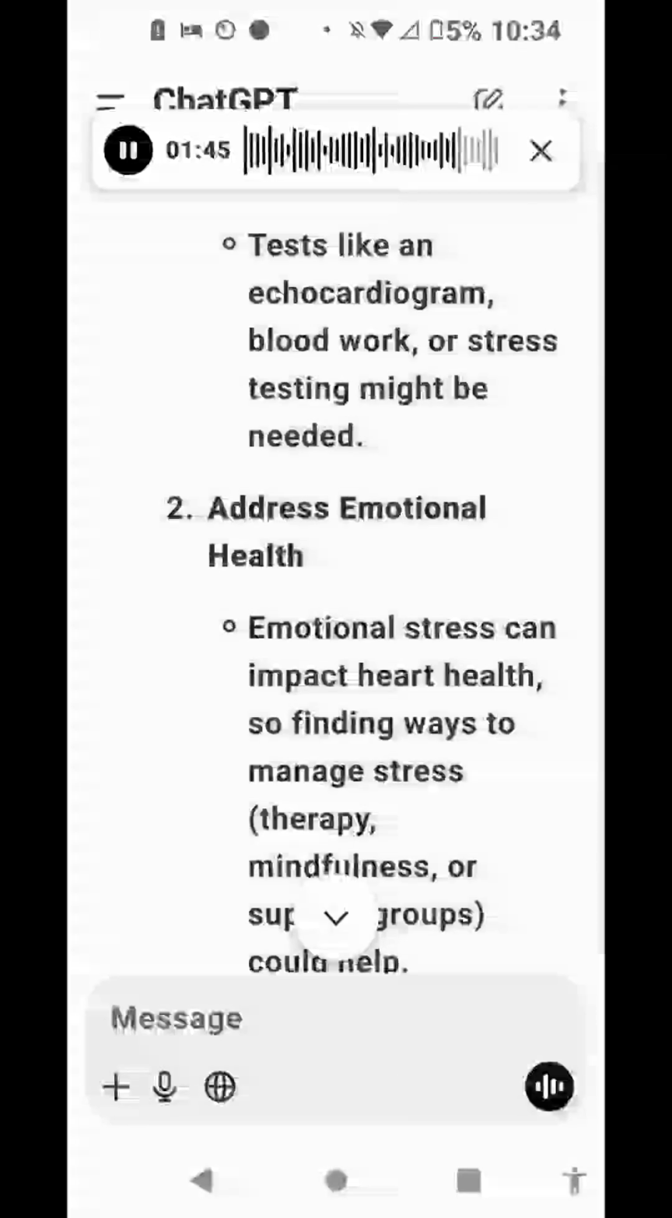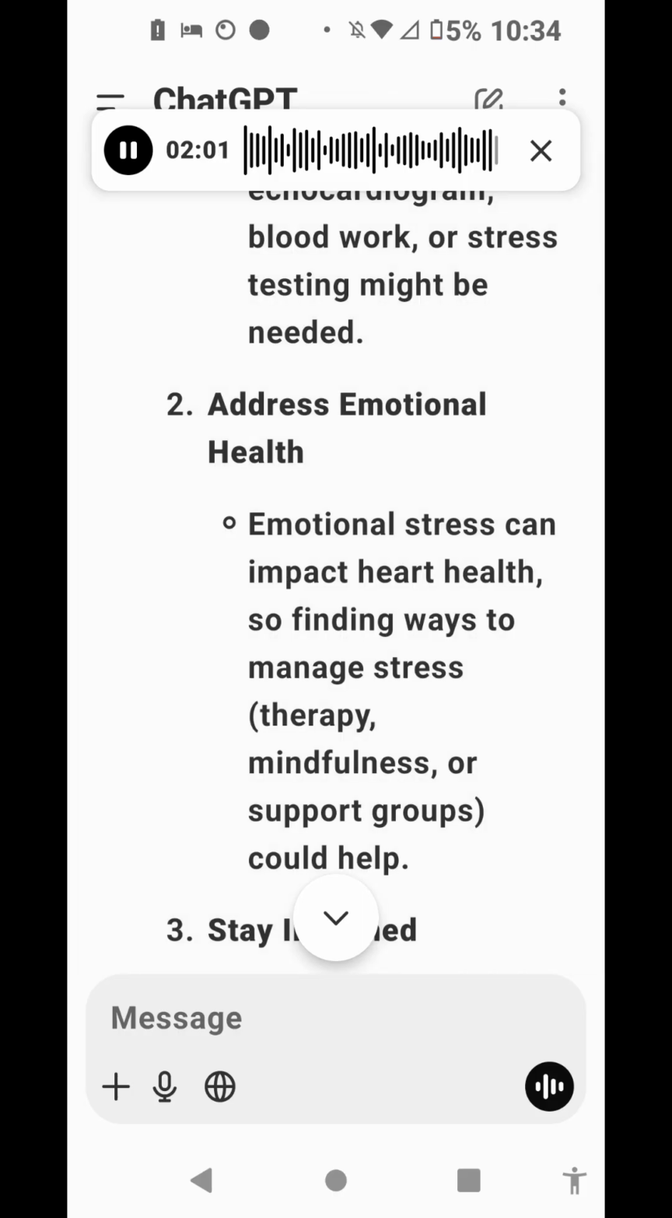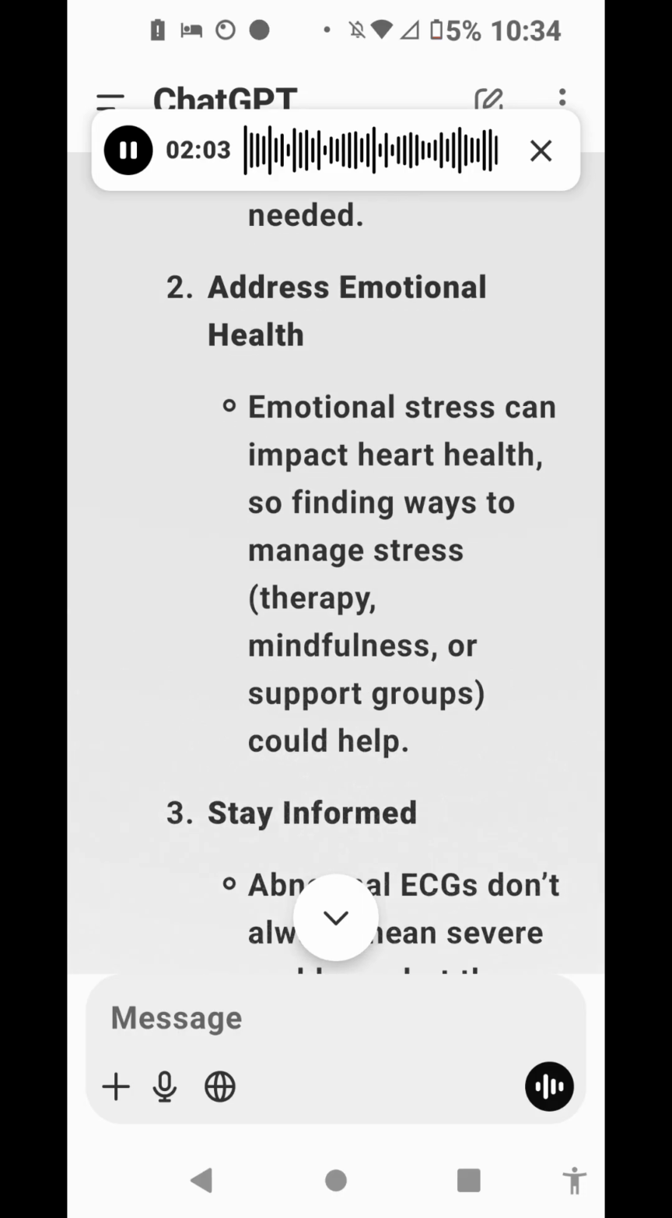2. Address emotional health. Emotional stress can impact heart health, so finding ways to manage stress, therapy, mindfulness, or support groups could help. 3. Stay informed. Abnormal ECGs don't always mean severe problems, but they do need follow-up to prevent complications. If you need more explanation or guidance, let me know.